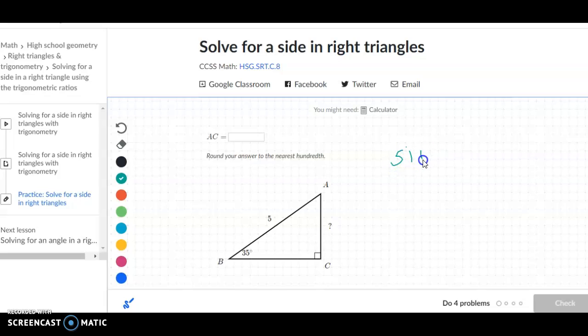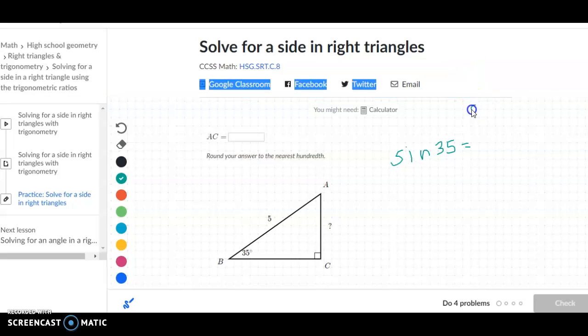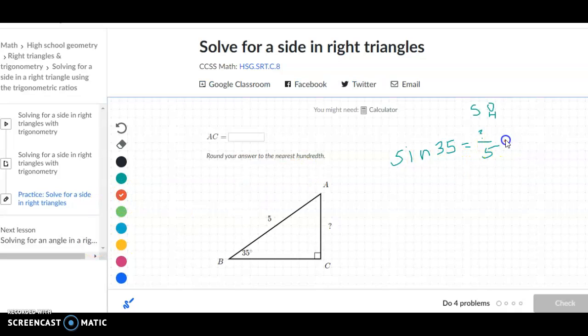So I would say the sine of my angle of 35 degrees is equal to the opposite side over the hypotenuse. Now, if you took notes on your SOHCAHTOA, you have that written down. So it's equal to our question mark over 5. And then you would have to solve this and get the question mark by itself. So you'd have to multiply by 5 on both sides. That gets rid of the 5, and that's your answer. So your answer is going to be 5 sine 35.